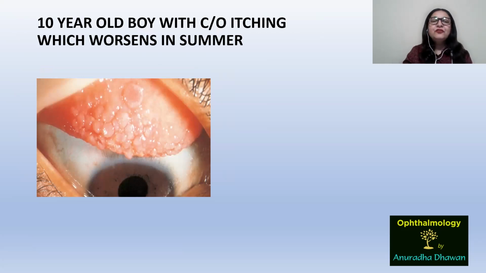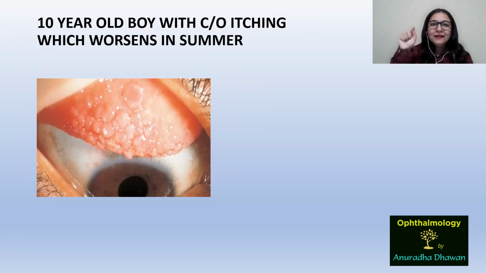So there is a short history also being given over here. Now, when we talk about itching, always think that there is some allergic etiology. And in the picture, what are we seeing over here? You can see the upper palpebral conjunctiva or tarsal conjunctiva is shown over here.